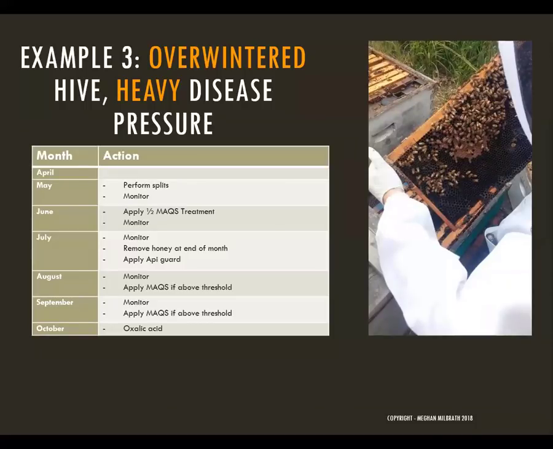So let's say it's May. I'm going to perform some splits. I'm going to monitor. In June, I'm doing the Mite Away Quick Strips. In July, I'm going to monitor, and I'm just going to go ahead and put Apigard on at the end of the month when I pull off my honey. In August, I just have the Mite Away Quick Strips if I'm above threshold.